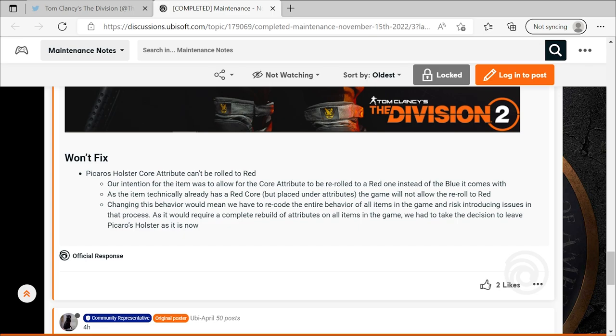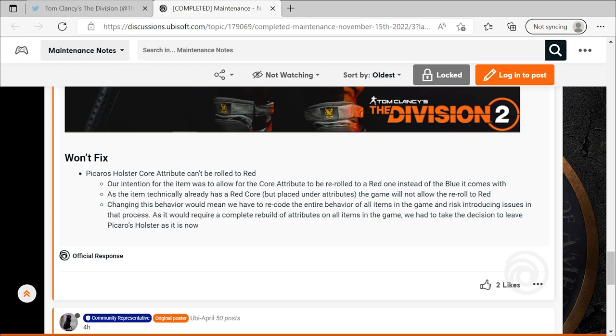Our intention for the item was to allow for the core attribute to be rerolled to a red one instead of the blue that it comes with. As the item technically already had a red core but was placed under attributes, the game will not allow the reroll to red. Changing this behavior would mean having to recode the entire behavior of all items in the game and risk introducing issues in that process. As it would require a complete rebuild of attributes on all items in the game, we had to take the decision to leave Picaro's holster as it is for now.